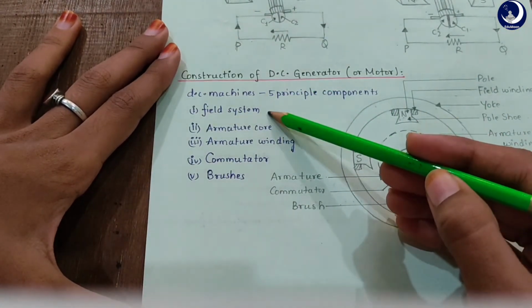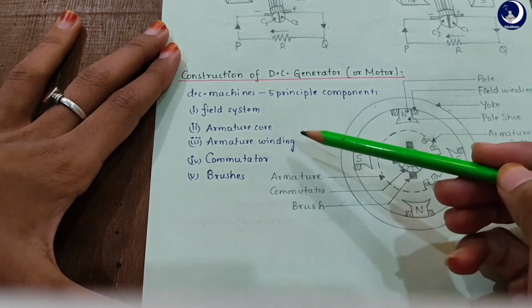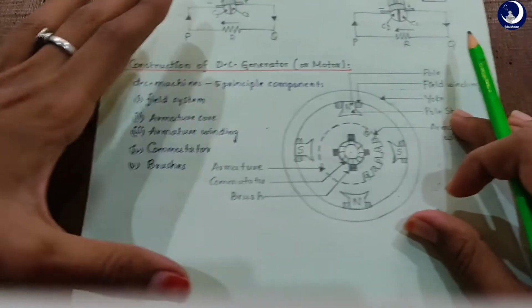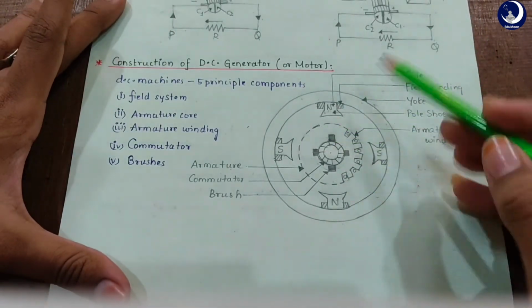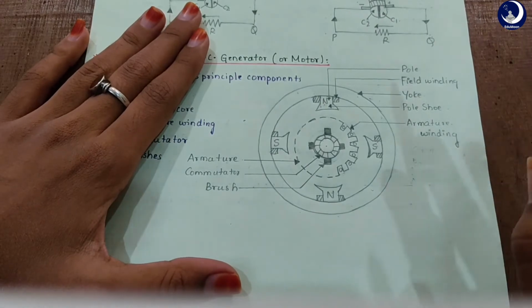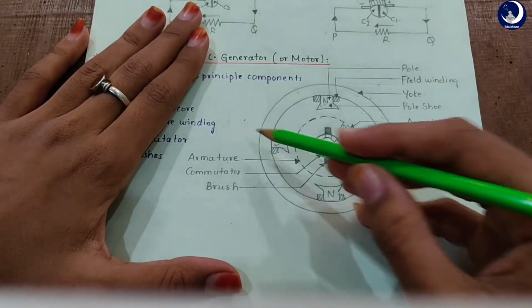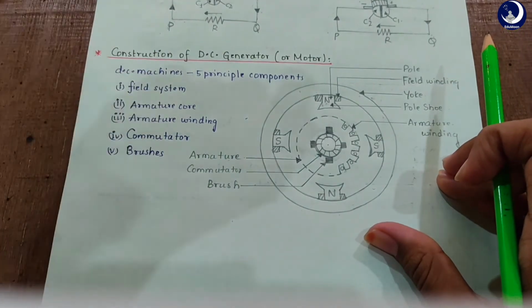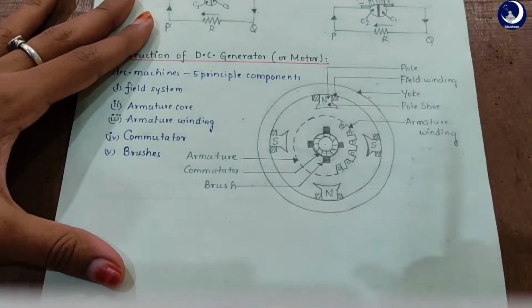They are field system, armature core, armature winding, commutator, brushes. So now look at this diagram, or a drawing, of the DC machine. See, if you can understand and picturize this drawing, you can write the construction of a DC generator in your own words. So let us look at it.